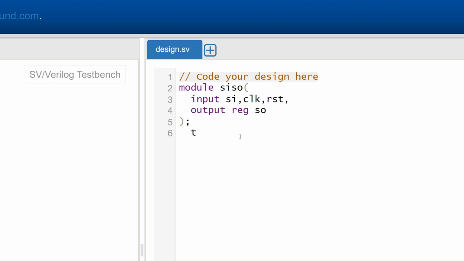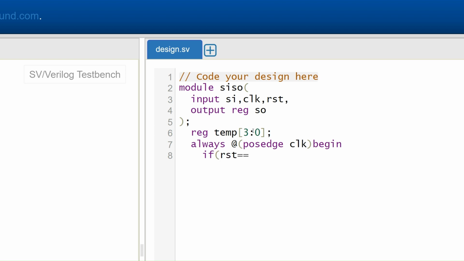And I will take a temporary register [3:0]. 3 to 0 means we are considering 4 flip-flops, right? So there will be 4 intermediate outputs, and those outputs will be stored in this temporary register. I will declare it as a reg called temp. Now I will use an always block, always @(posedge clock) begin.